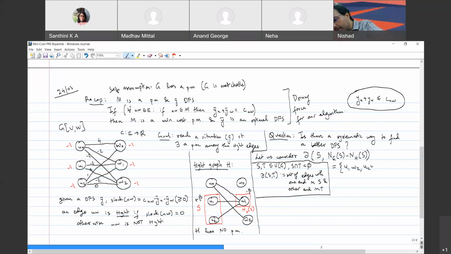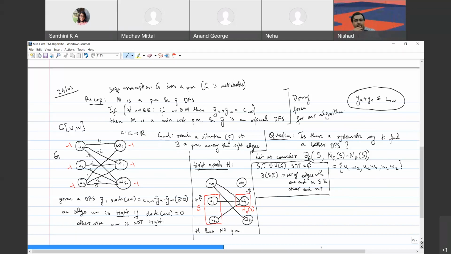U2, W0 and U2, W2. Okay. These are the three edges we are looking at. We are looking at all edges of the original graph G, right? So this is all happening in the graph G. If you really want, I can say here G.